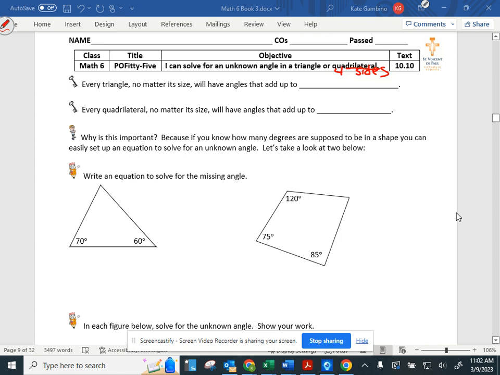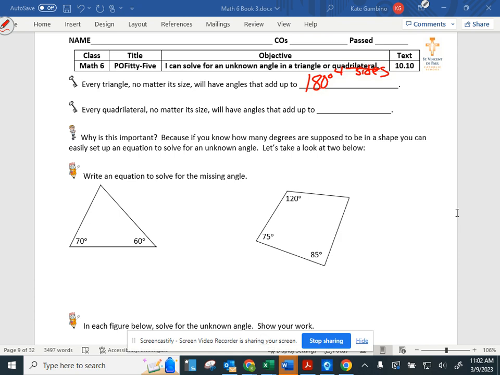So every triangle, no matter its size, will have angles that add up to 180 degrees. Every quadrilateral, no matter its size, will have angles that add up to 90.